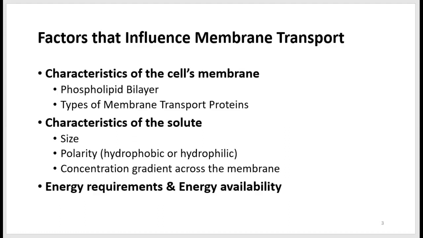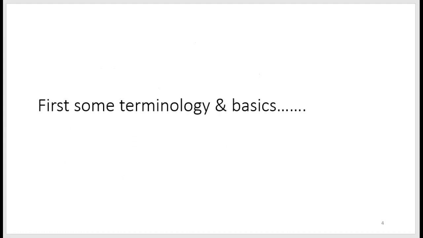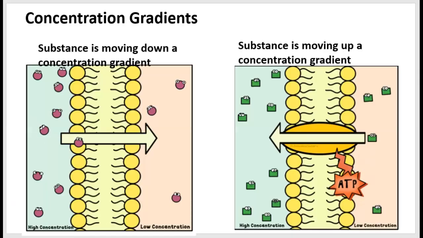Before I get into all the ways that membrane transport can take place, let's first look at some terminology and some basics. Okay, so let's do concentration gradient first. Notice that in the video on the left, the substance, the little red guy with eyes, is moving across the cell membrane from left to right, from an area of high concentration to an area of low concentration. So we would call that down a concentration gradient.